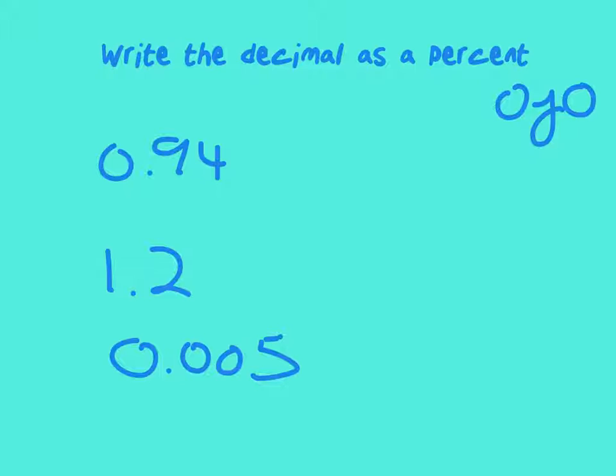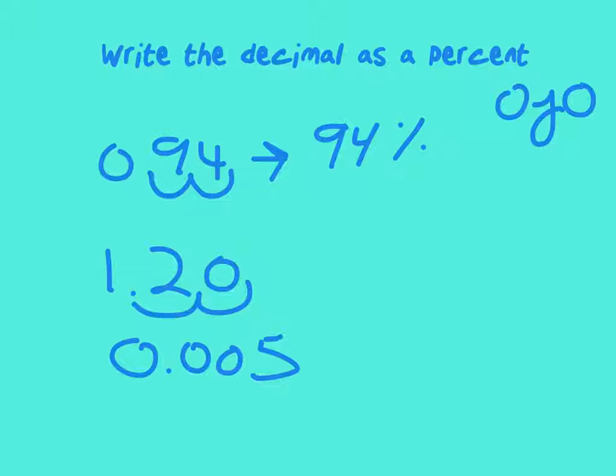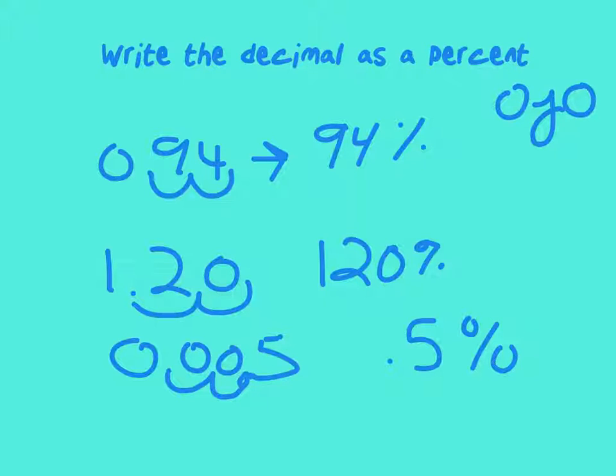All right, let's try number 1, 0.94. Move your decimal point 2 places, then add a percent sign, and we get 94%. The second one, move your decimal point 2 places, put a 0 in there because there's a missing spot, and you get 120, and then we're going to add our percent sign. The third one, same thing, move it 2 places, we get 0.5, and let's add our percent sign.